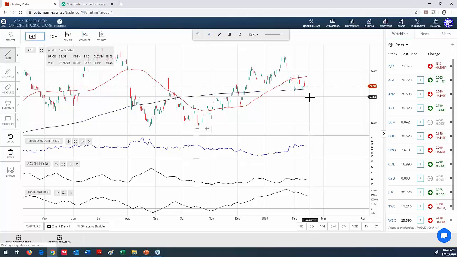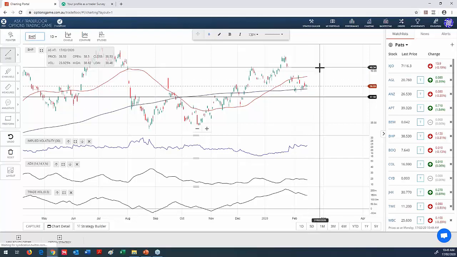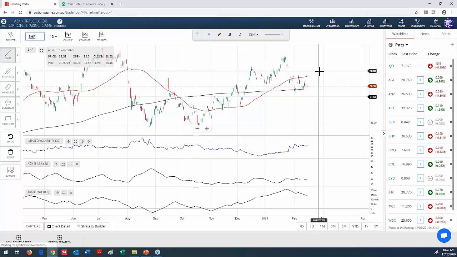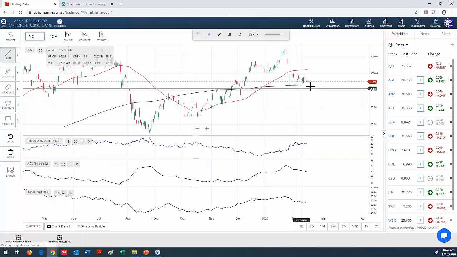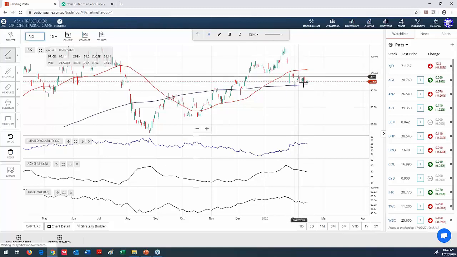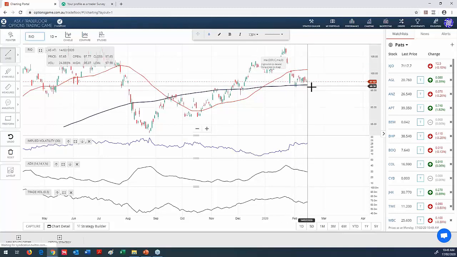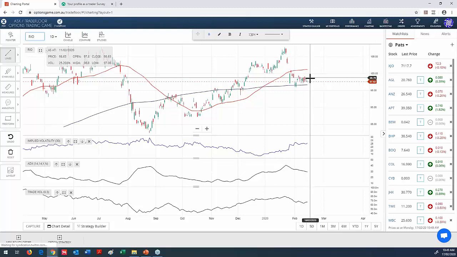You'd be looking at maybe a support level at 37.50 and probably a resistance level somewhere around the 40 mark. And of course, the 50-day and 200-day moving averages are very, very important resistance and support levels for BHP. If you have a look at Rio, pretty similar story. Same thing. 50-day moving average, 200-day moving average, prices are aligned.